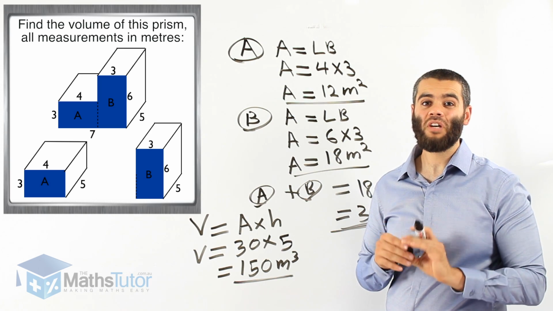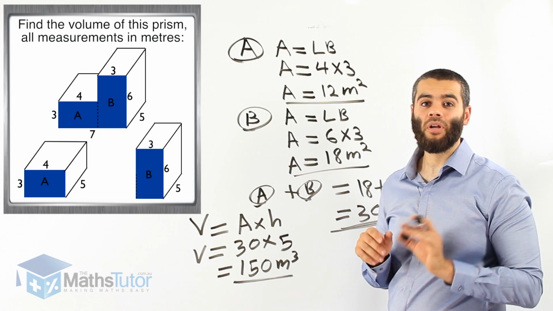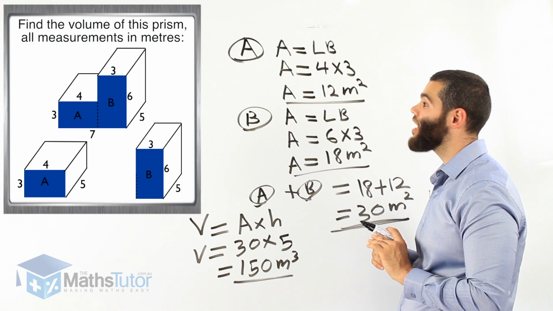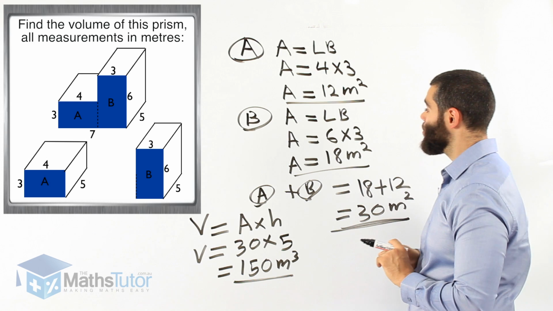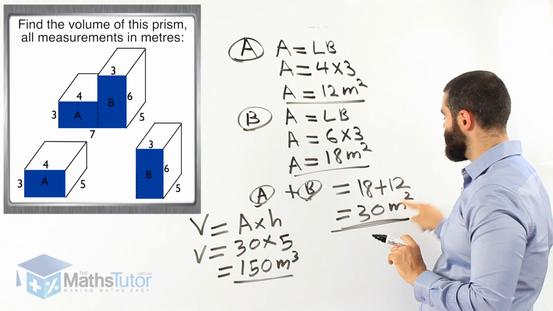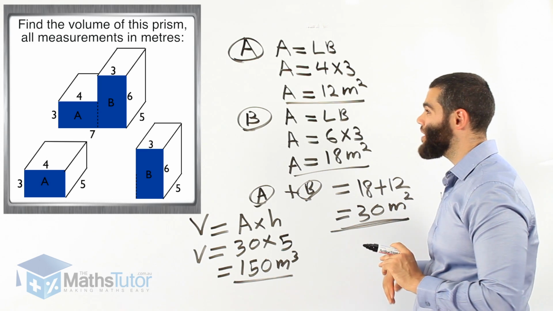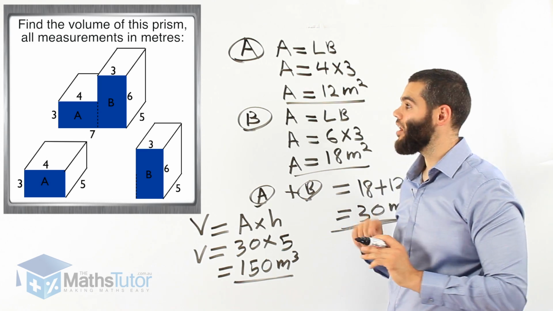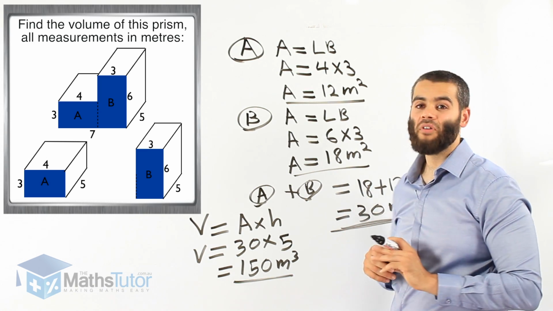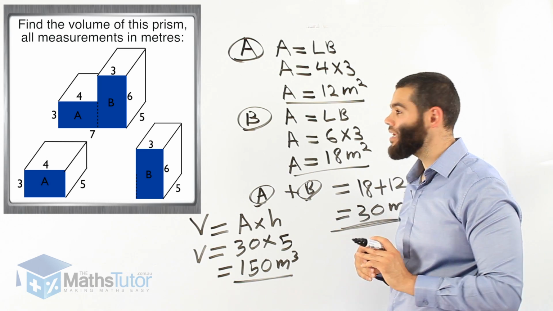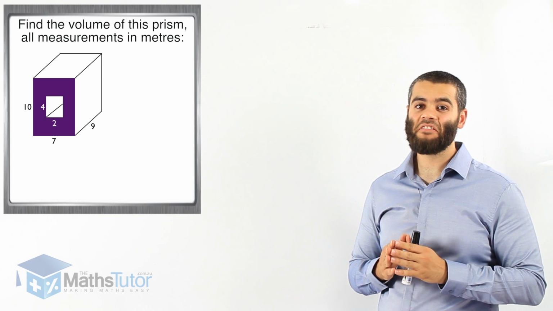It is easy once you understand how to break it up. We broke it up into A and B, two separate rectangles. We multiplied to find the area of cross section A, the area of cross section B. We added them up. The total area of the cross section is 30 square meters. Then times by the height or the depth of this prism. We times by 5. 30 times 5, 150 cubic meters. Let us do another example.